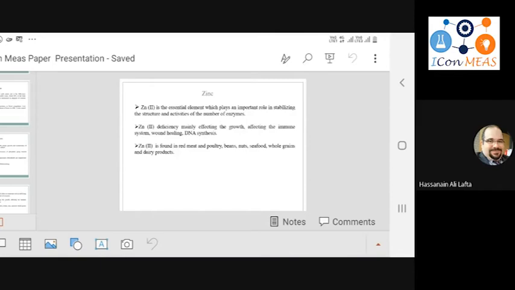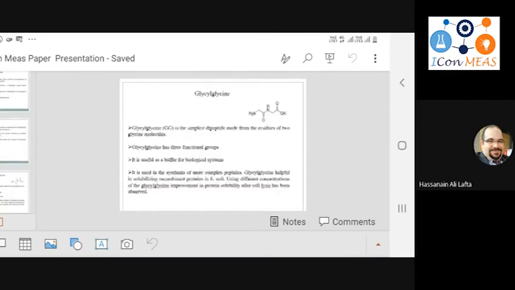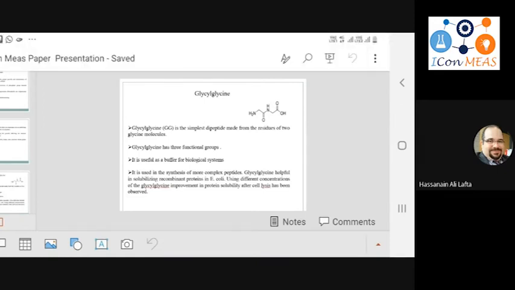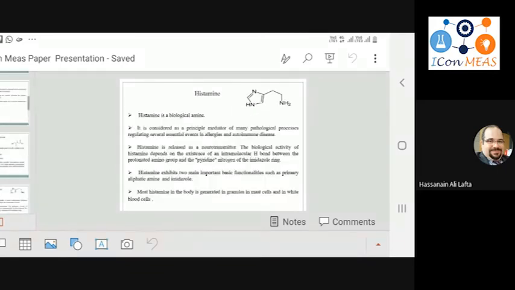The next is the importance of glycyl glycine. Glycyl glycine is a dipeptide. It is a residue of two glycine molecules. This glycyl glycine has three functional groups. One is imino, and another is carboxylic acid. It is also useful as a buffer in biological systems, and also lyses the protein of E. coli.